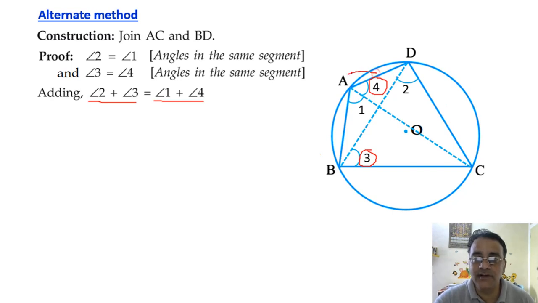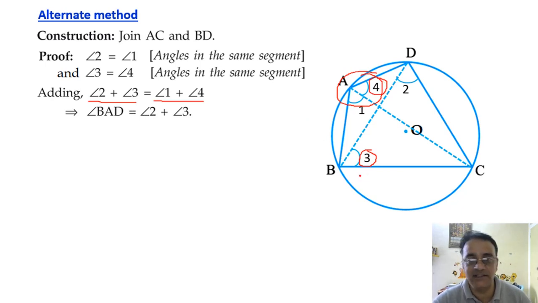Okay, what will you get if you add these two angles? Angle A. Okay, फिलहाल मैं उसको angle BAD लिख रहा हूँ. We will replace it later. So angle BAD is equal to angle 2 plus 3. Any doubt here? No, sir.